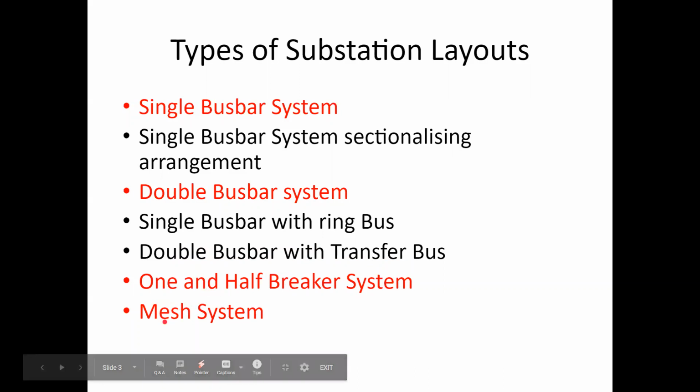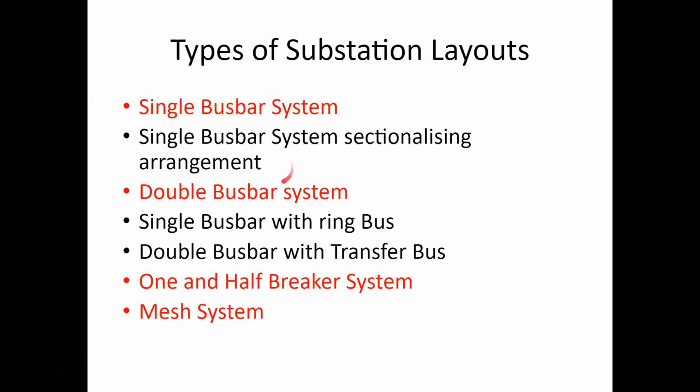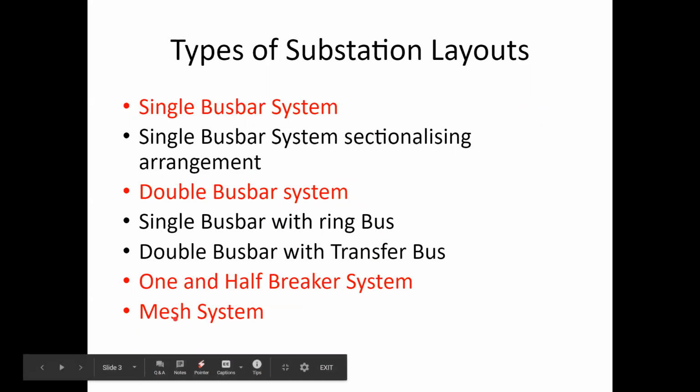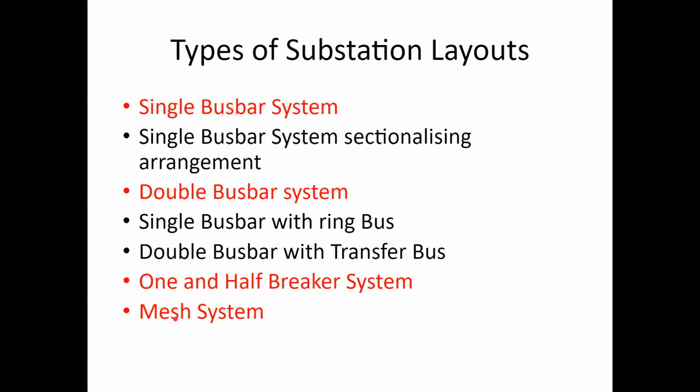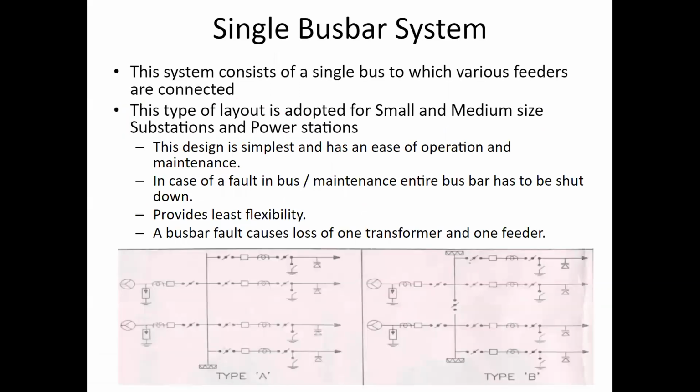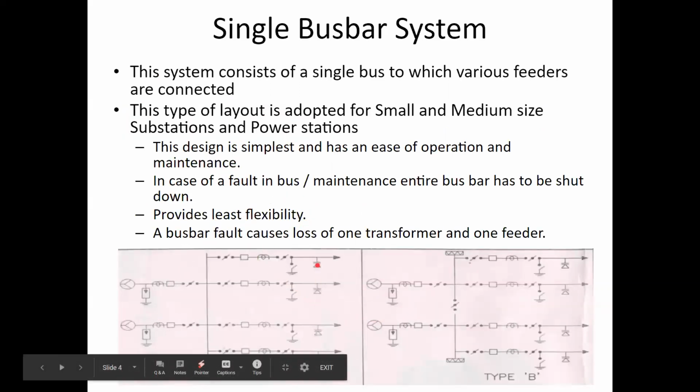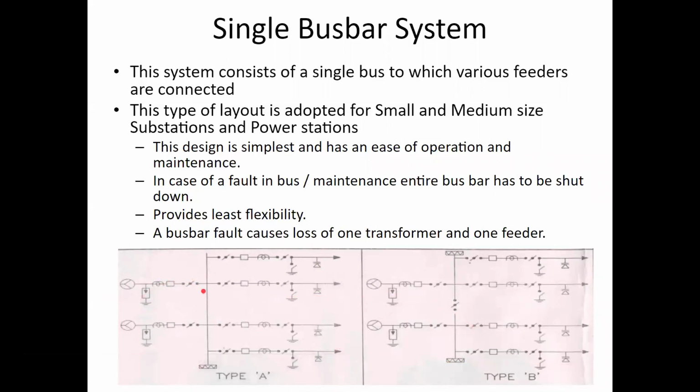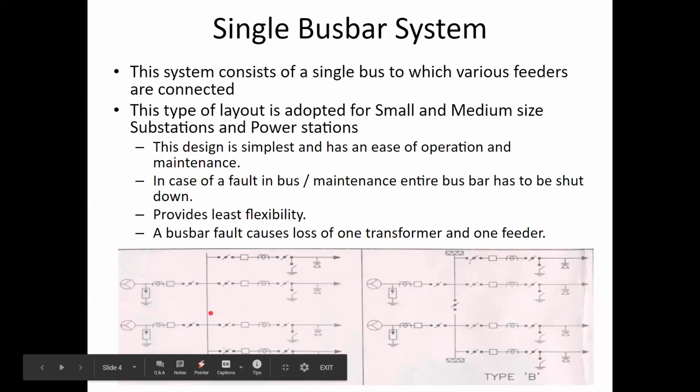There it is like a network. These are the main systems. Out of these, the four main types are single bus bar, double bus bar, 1.5 breaker system, and mesh system. These four we are going to discuss. The others are actually modifications of single bus bar and double bus bar. Okay, single bus bar system. Here you will have only one bus, like you see here. Okay, this is the single bus.